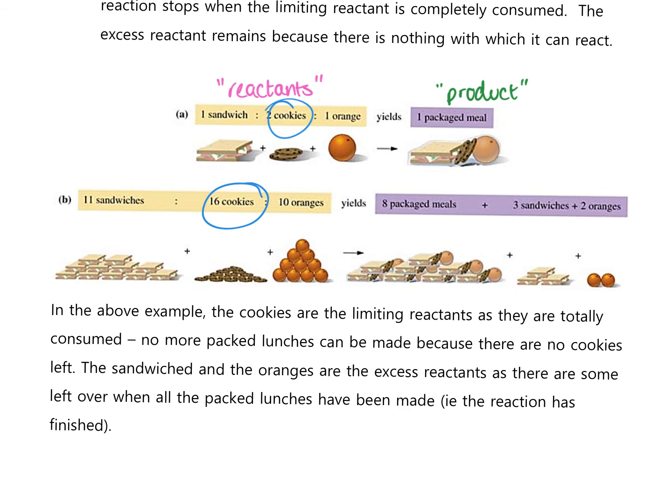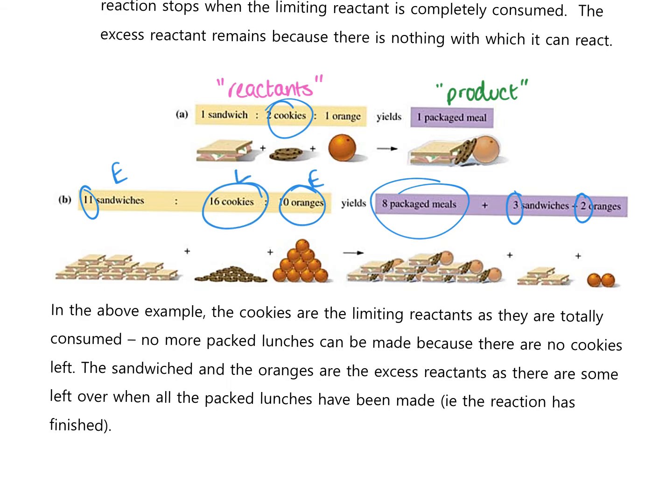So what that means then is we'll be left with some leftover sandwiches because we started with 11, so we'll have 3 leftover sandwiches. We started with 10 oranges, so we'll have 2 leftover oranges because we only made 8 packed lunches. So in this case, even though we started with more cookies than sandwiches and oranges, because of the ratio in which they react together, the cookies are the limiting reactant. Because once there's no cookies left, we can't make any more packed lunches. And so there will be excess sandwiches and oranges. So sandwiches and oranges are our excess. The cookies are our limiting reactant.